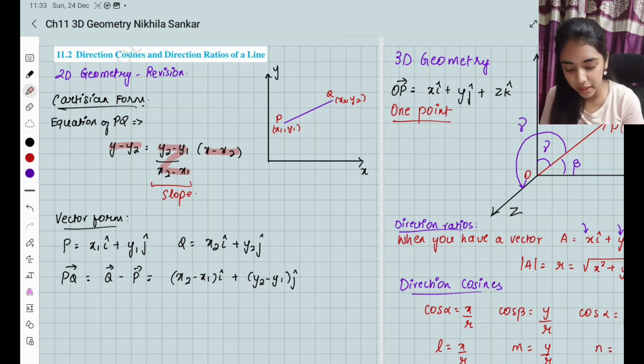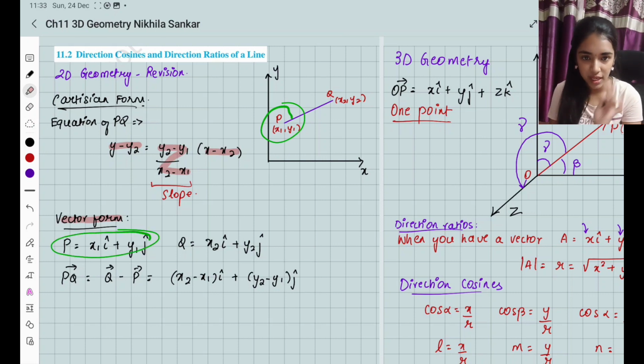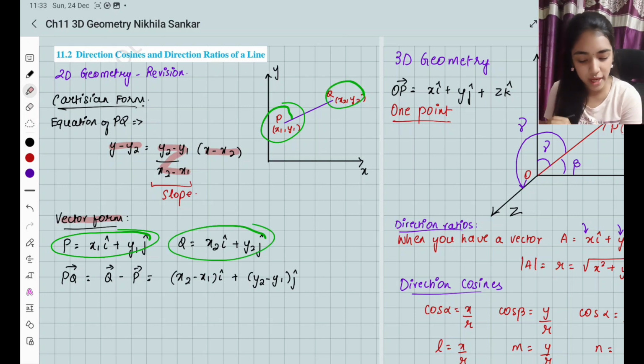இப்போ நம்ம புதுசா படிக்க போறது is going to be the vector form. இப்போ the point P, how can I write it? x1, y1 இருக்கு. So that I can write it as x1 i cap plus y1 j cap. So P ஏ இந்த மாதிரி vector formல எழுதலாம். இப்போ Q எப்படி எழுதலாம்? x2, y2னா I can write it as x2 i cap and y2 j cap. i cap directionல x2, j cap directionல y2. Okay, simple. இப்போ PQ எப்படி எழுதுவோம்?